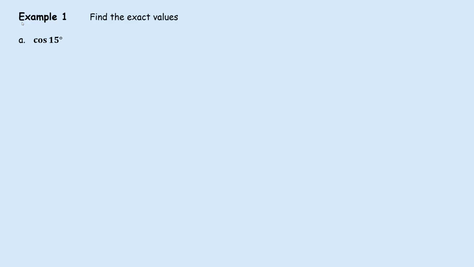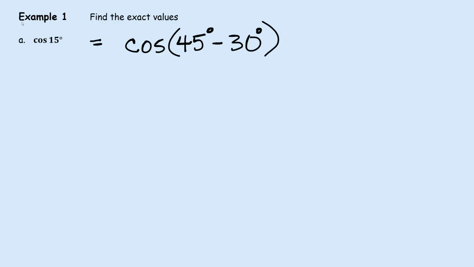Cosine 15 degrees. If you're going to find cosine 15 degrees, you're not going to punch it into your calculator because you want to find the exact values. The calculator will give you a decimal. That is not the exact value. That is an approximation of the value. We want the exact value. And now that we know the sum and difference formulas for sine and cosine, we can do that because we know that 15 is the same thing as 45 minus 30.